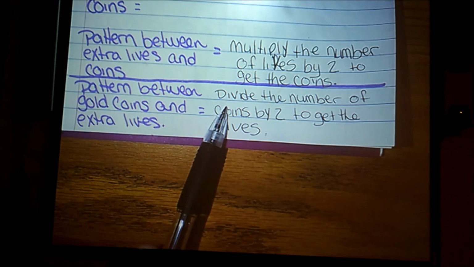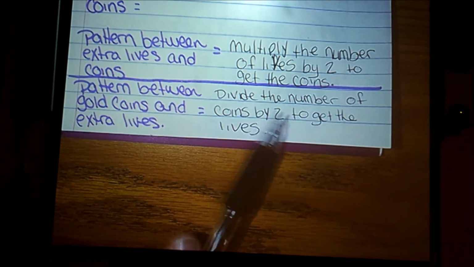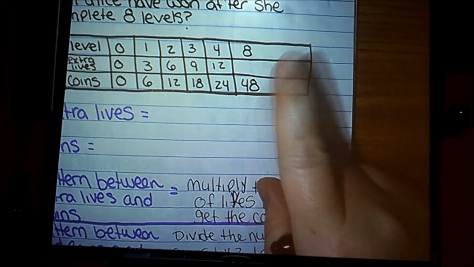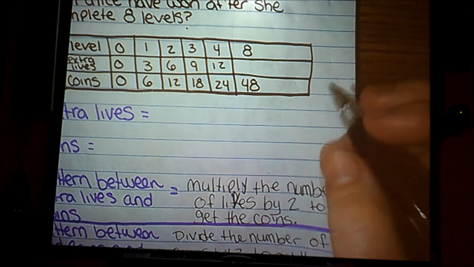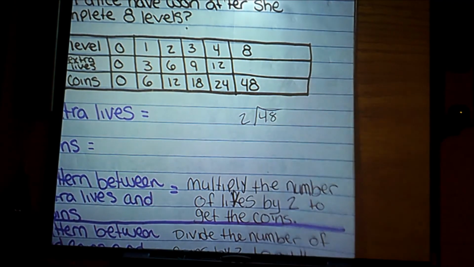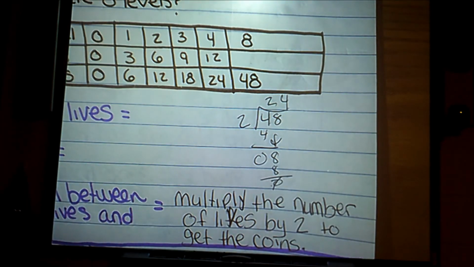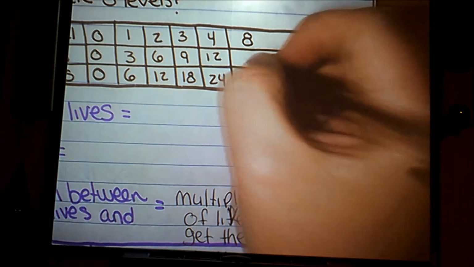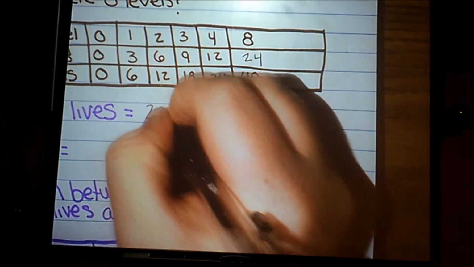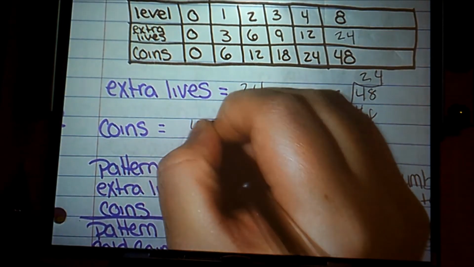So I need to divide the number of coins that I have by 2, and that will give me my lives. So if I have 48 coins, I'm going to divide that by 2 to get the number of lives. My calculation showed 24 extra lives. 24 extra lives I put there for 48 coins. Ta-da!